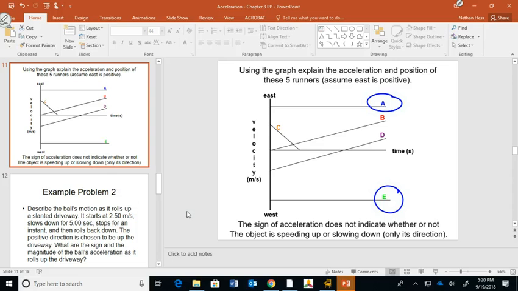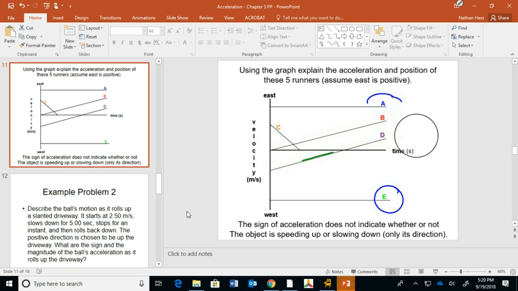Are you comfortable that both B and D show a constant acceleration? We know this because the velocity continues to increase, and it's a nice straight line for both B and D. So we know that those accelerations don't change. As a matter of fact, they have the same amount of acceleration because those two lines are parallel.